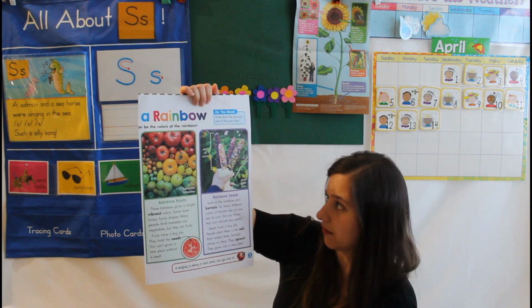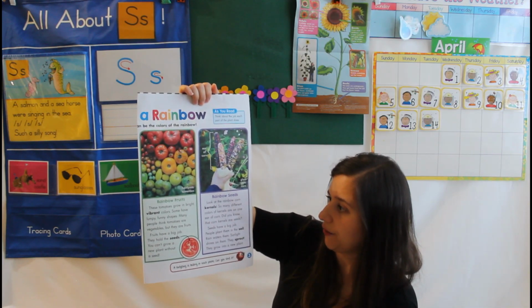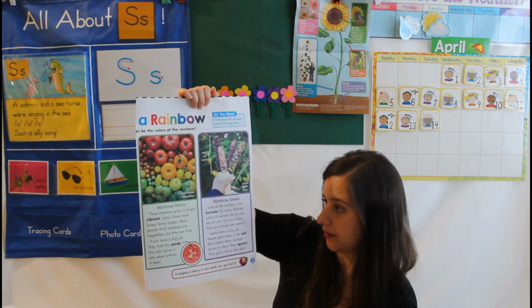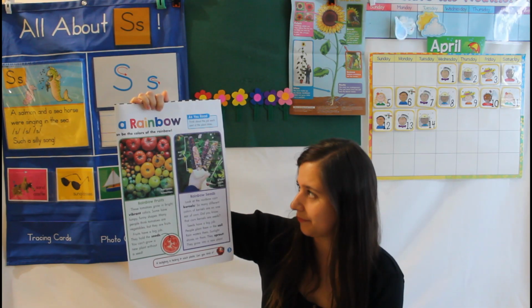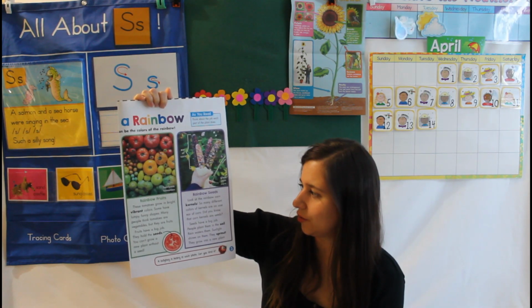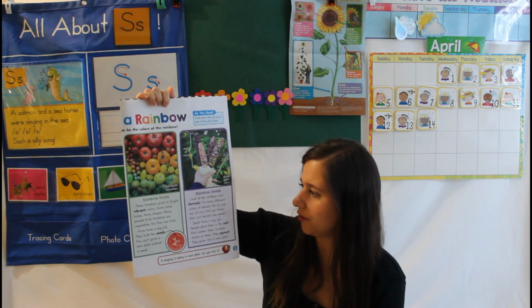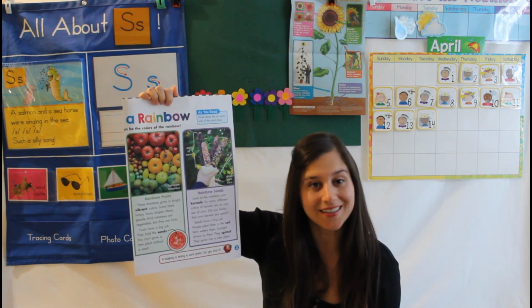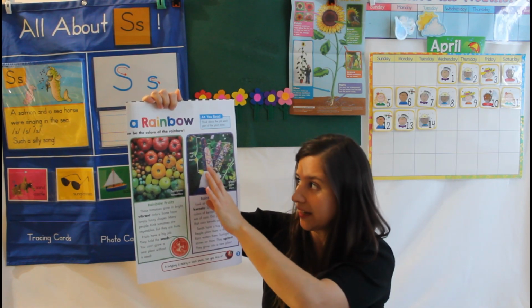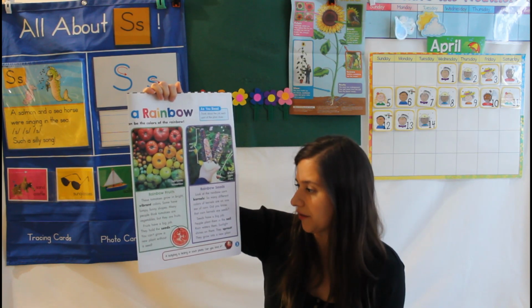Rainbow seeds. Look at the rainbow corn kernels. Did you know that corn kernels are actually seeds? So many different colors of kernels are on one ear of corn. We learned about that corn during our Thanksgiving unit. It's like Native American corn with the different colors.